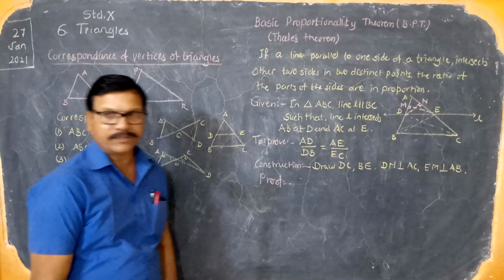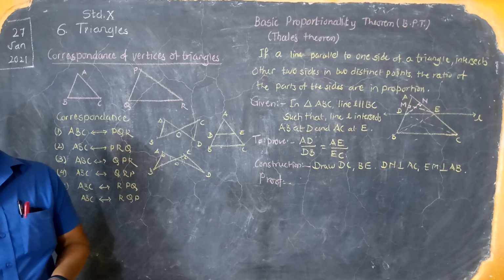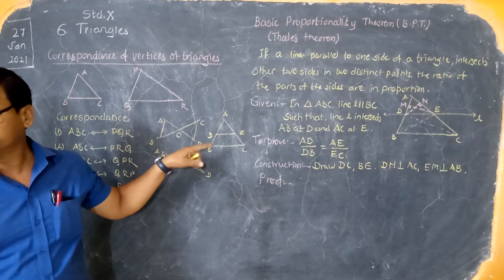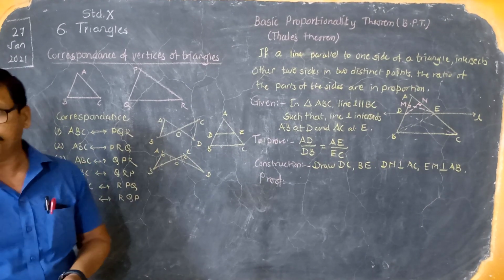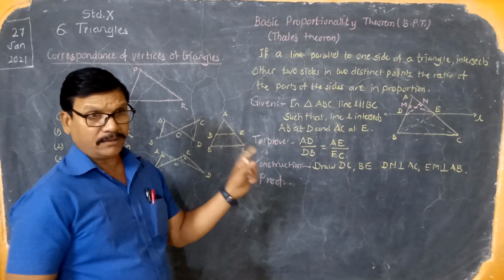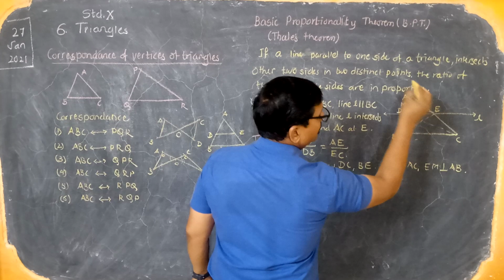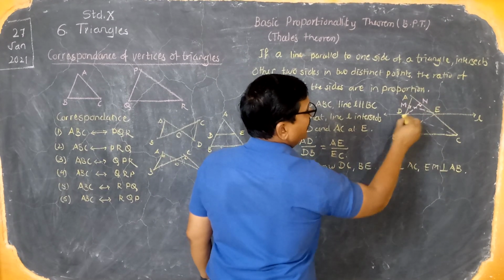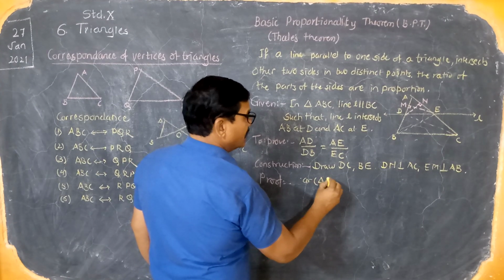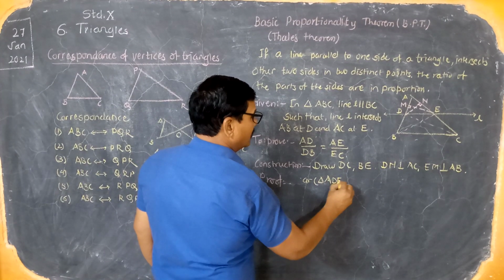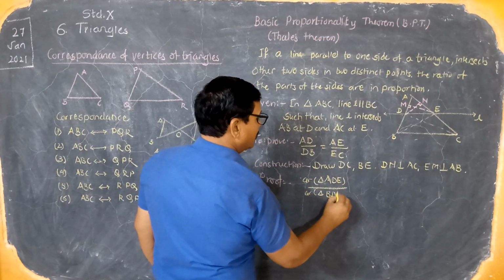Now look at the proof. Stop writing for some time. I have written this much part. Only this much part is remaining. First, stop for some time. Let me prove it. Now, if you take these two triangles, ADE and BDE, area of triangle ADE upon area of triangle BDE.